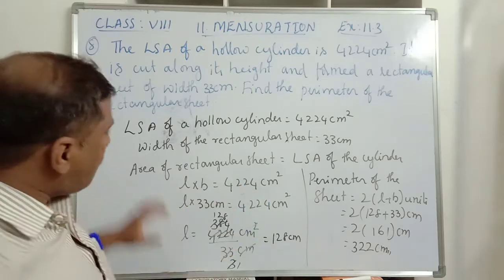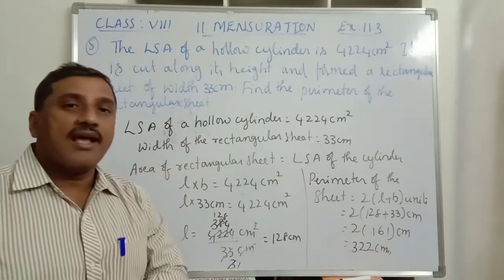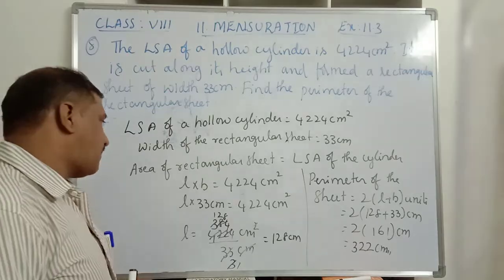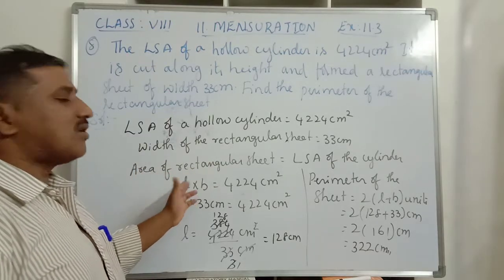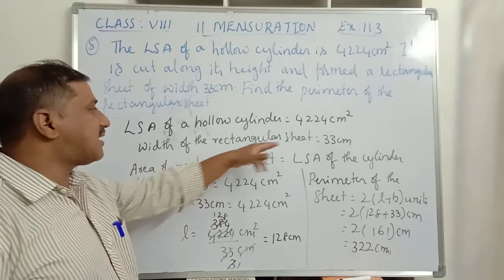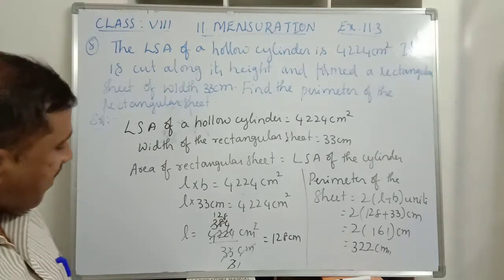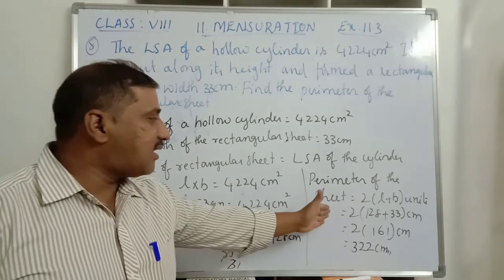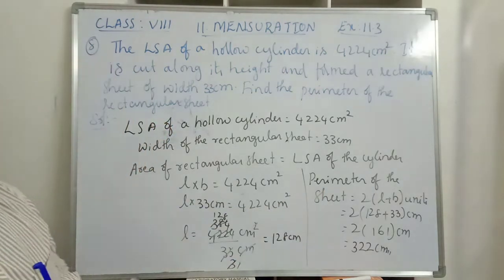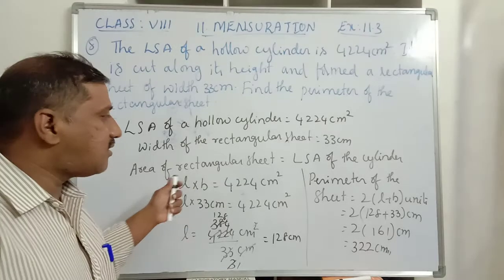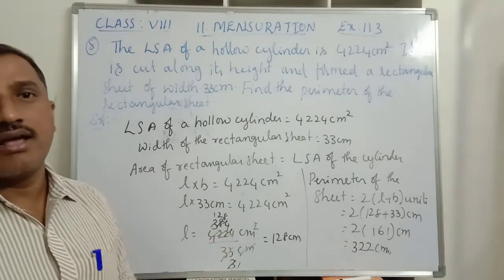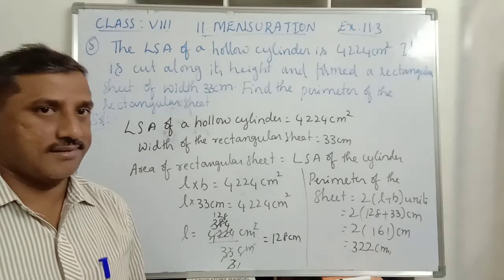Here the area of the rectangular sheet is nothing but the LSA of the cylinder, which is given. So the area of a rectangle is length into breadth. The breadth is given, 33 centimeters. Find the length first, then find the perimeter of the sheet. Is it clear, children, how to find the perimeter of the given rectangular sheet? Yes.